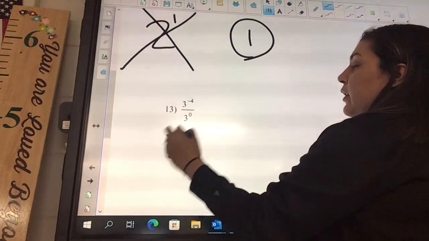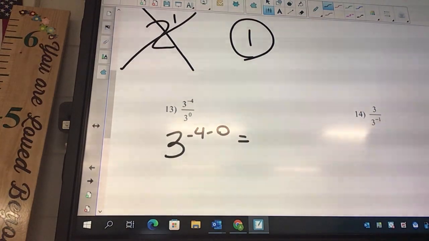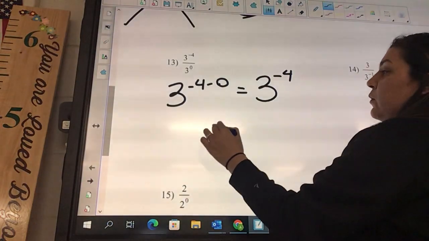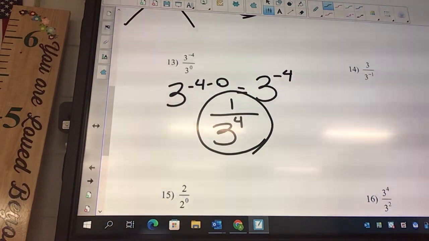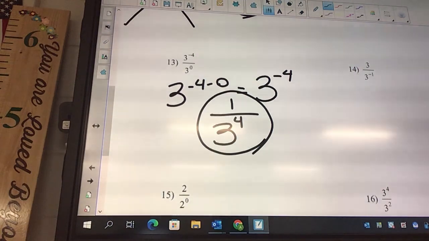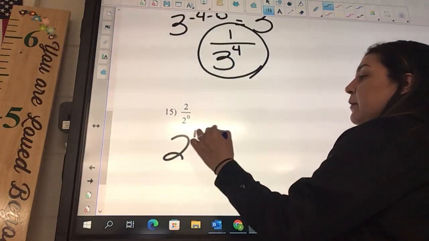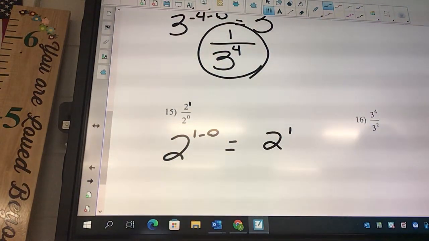Okay, 13, you got 3 to the negative 4 minus 0. So you're going to get 3 to the negative 4, which is going to be 3 to the 4, and put the 1 on top. We got 2 to the 1 minus 0. We can put a 1 up there, which is just going to be 2 to the 1. Do we need to convert? No, there's no negatives.